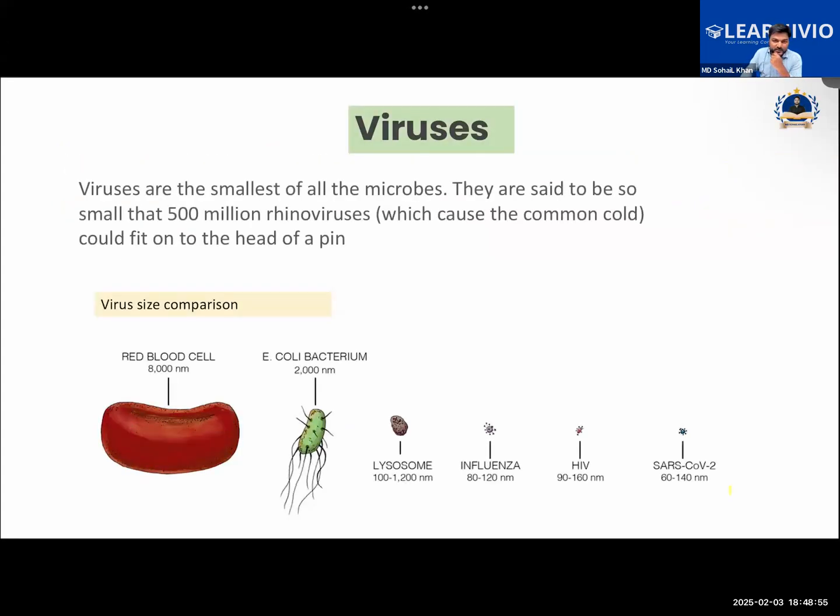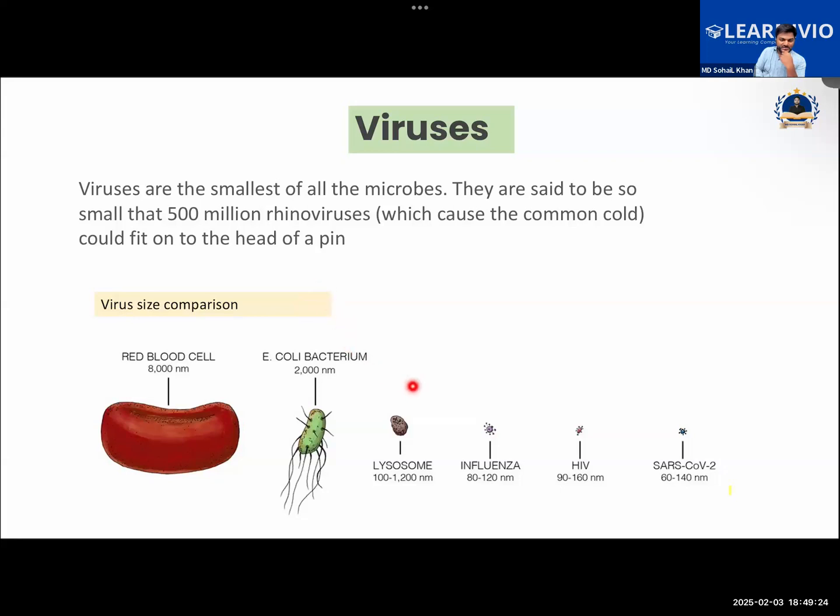The next group of microorganisms is the smallest microorganisms of all: the viruses. They are so small that, for example, consider the virus called rhinovirus that causes the common cold. If you were to have a small pin, 500 million rhinoviruses can fit on the head of that pin. So this is so small in size.